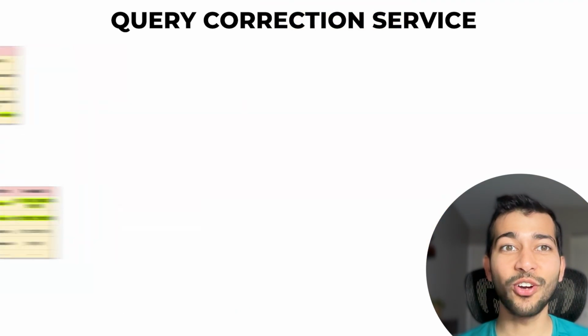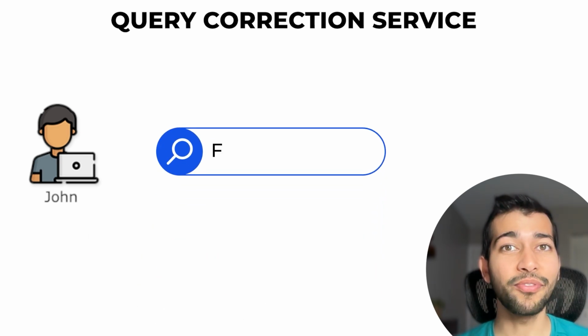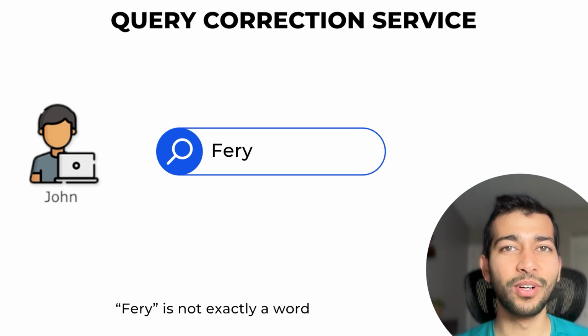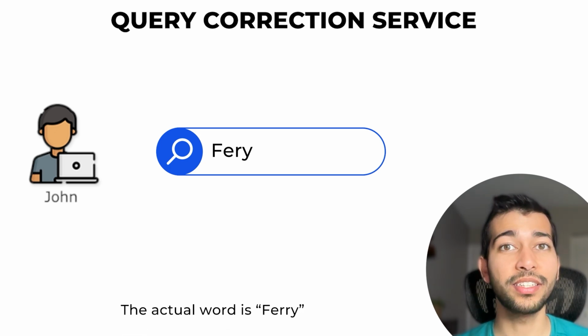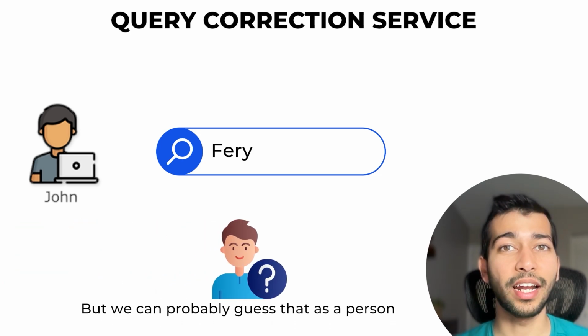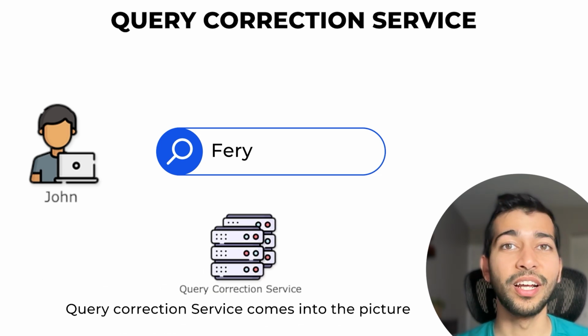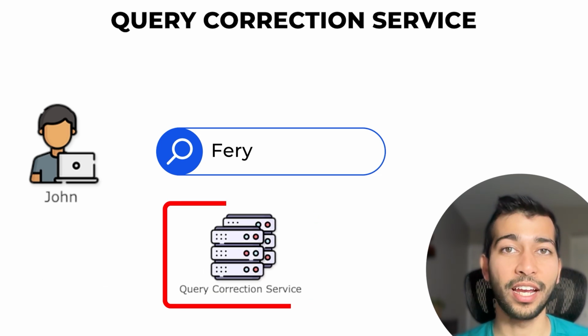Let's say John is planning a trip and he's in a hurry. He quickly types FERY into the search bar. Now that's not exactly a word, FERY. The actual word is FERRY, that is ferry. We can probably guess that as a person, but our system doesn't know it. That's where the query correction service comes into the picture. So let's see what it actually does.